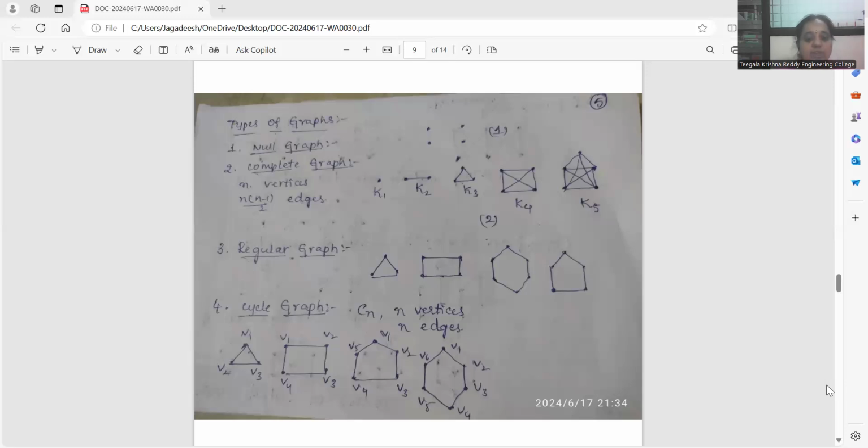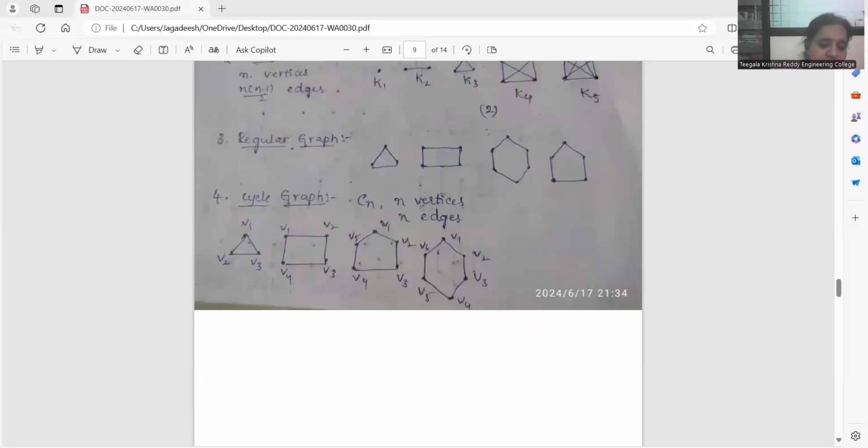So these are the examples of 2 regular graphs. Next we have the cycle graph. The cycle graph is denoted by Cn, where n indicates the number of vertices as well as the number of edges. Because it is a closed structure, wherever we start, we definitely reach back to that same vertex.